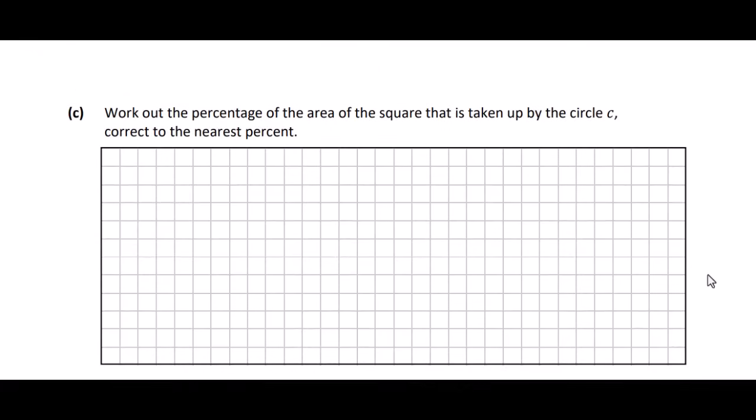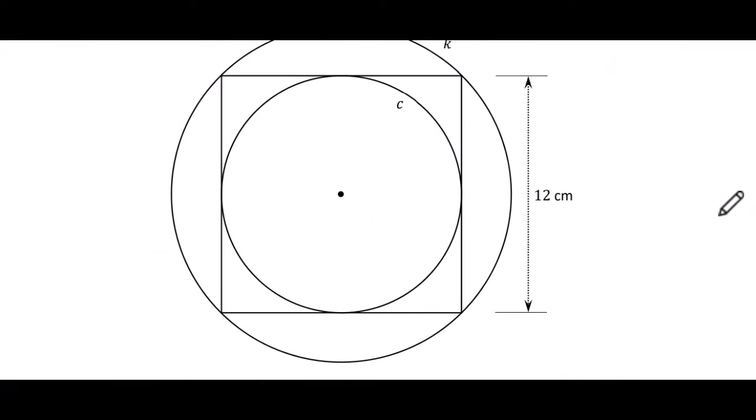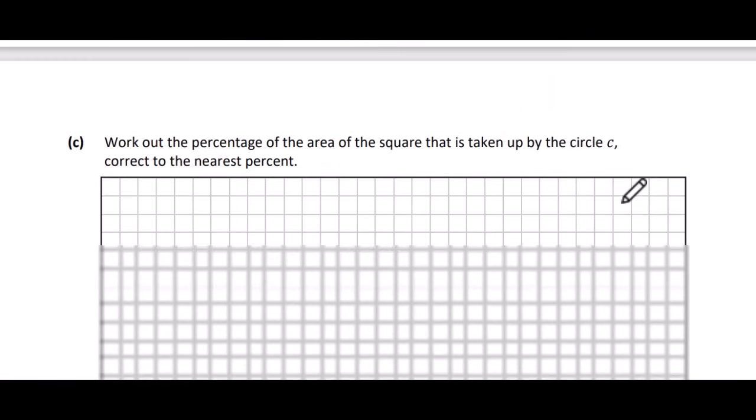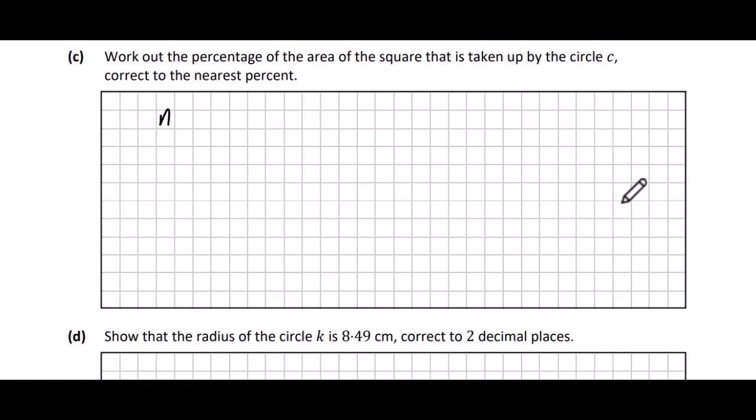Work out the percentage of the area of the square that is taken up by circle C, correct to the nearest percent. So the percentage that circle C takes up of the square. Now the area of the square is going to be 12 by 12, and we already have the area of the circle, so let's work through that. So the area of the square is just length times width, which is 12 times 12, which is 144 centimeters squared.